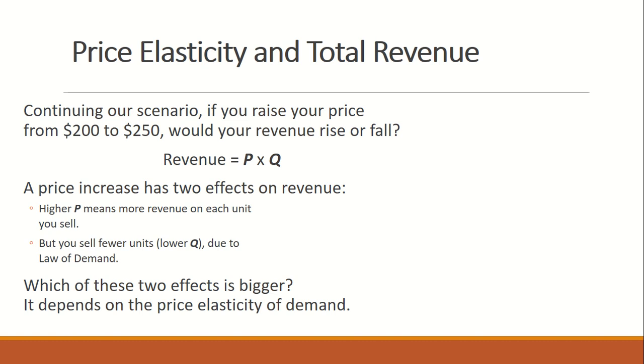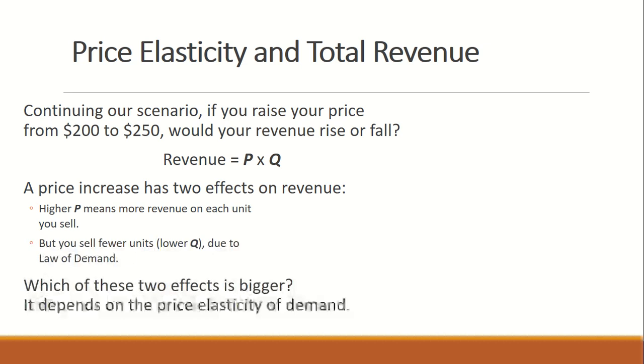And we can calculate revenue by multiplying price and quantity. So the formula for revenue is equal to price multiplied by quantity. A price increase has two effects on revenue. Higher price means more revenue on each unit you sell. But we all know if you raise your price, you are probably going to sell fewer units, that is, lower quantity due to the law of demand, and so these two things work against each other.